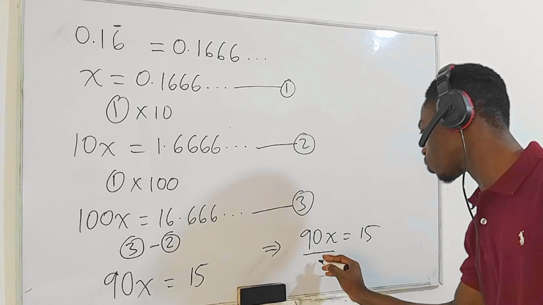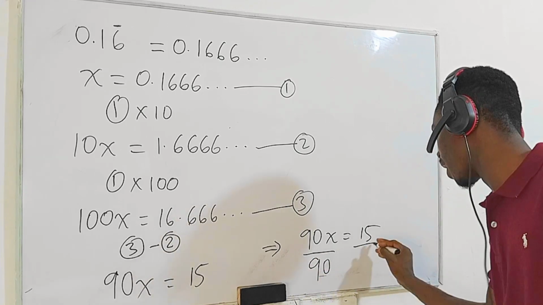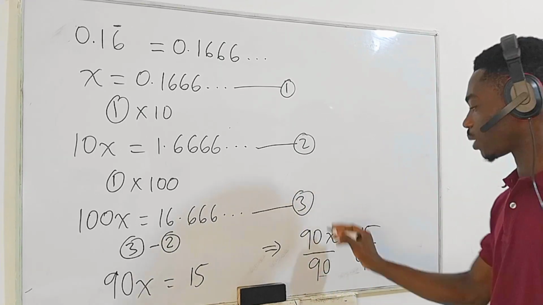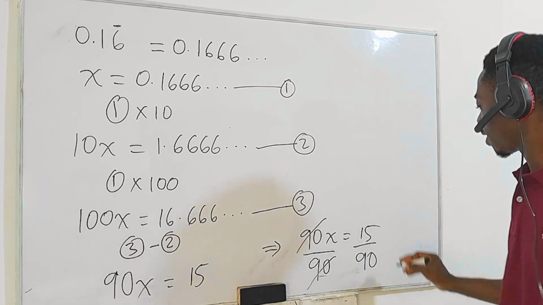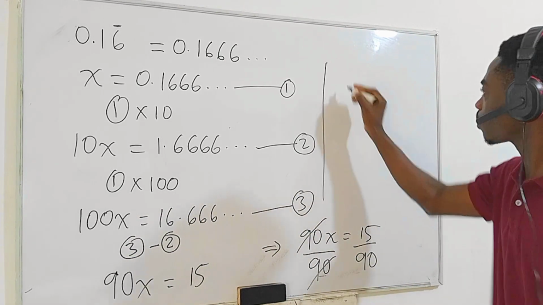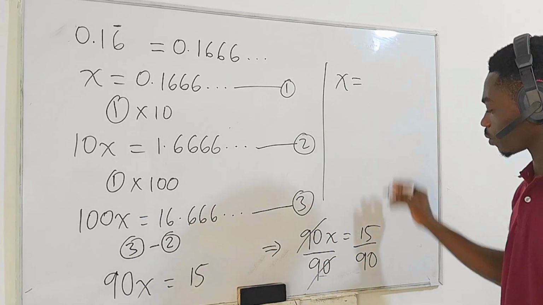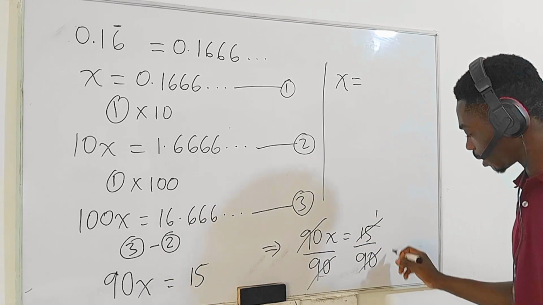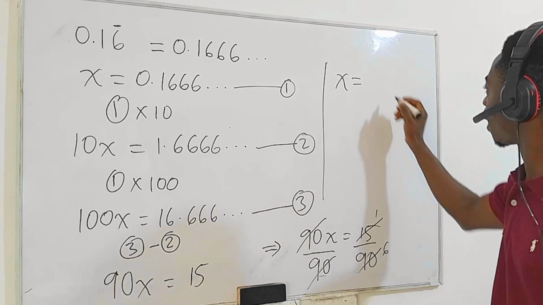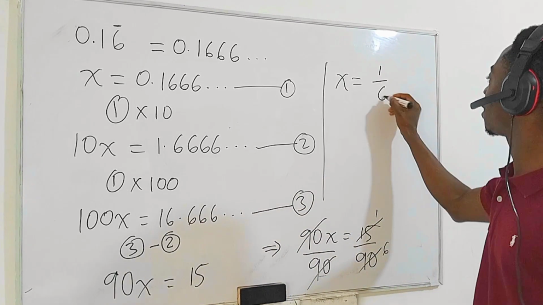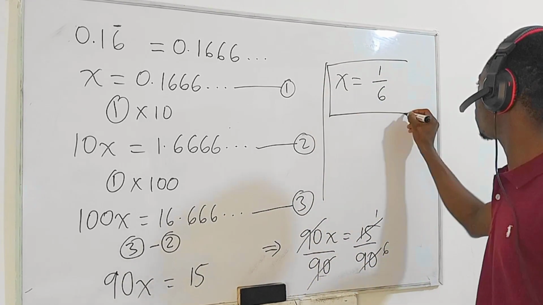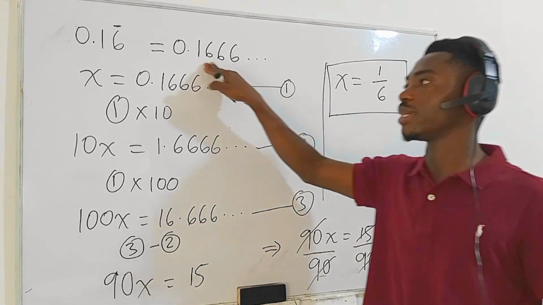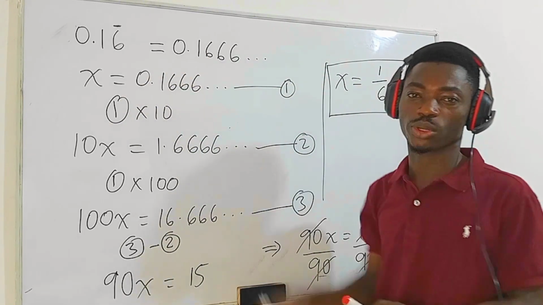We are looking for x, so we will divide each side of the equation by 90 so that this and this will go. Now we have x is equal to 15 goes into itself 1 and then goes into 90 6 times. So we are left with 1/6. If you use a calculator for this again, you'll still be getting this. So that is pretty much it.